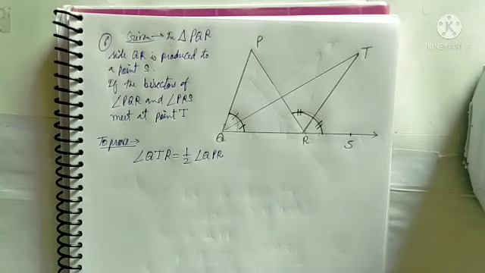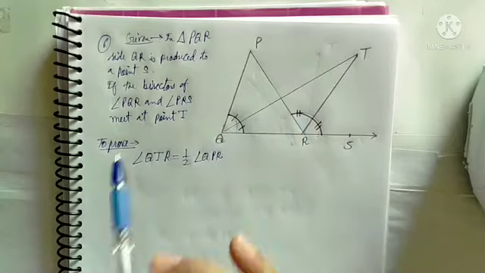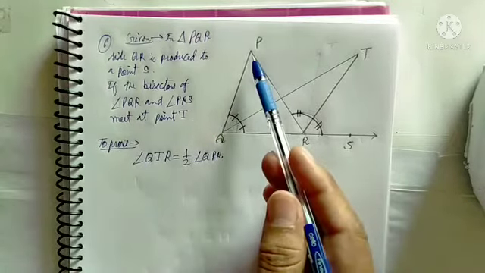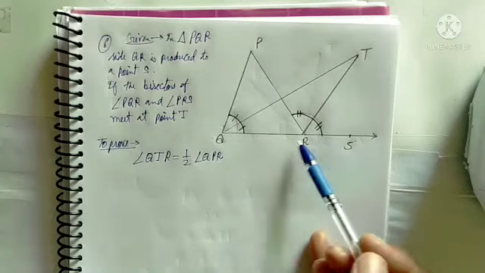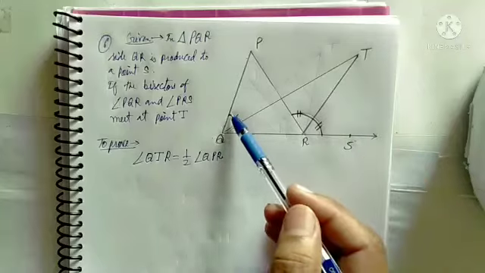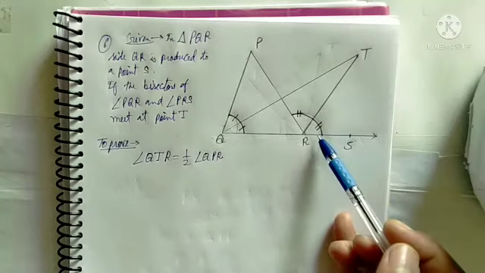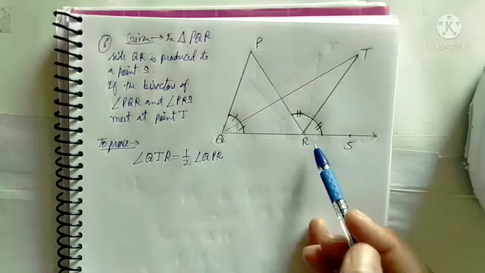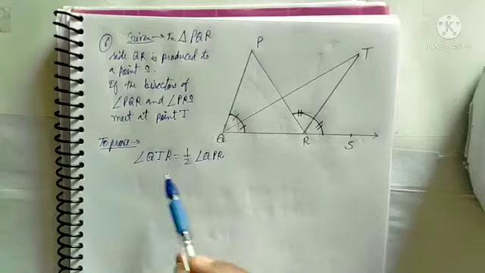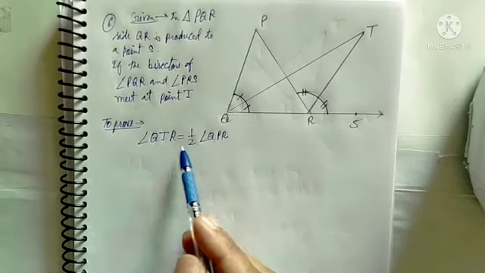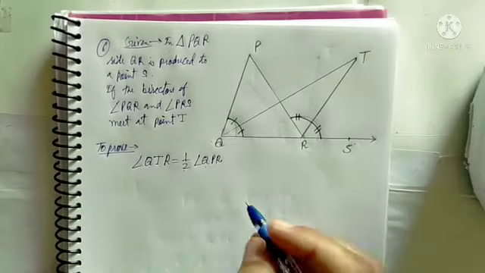Yes, the last question of this exercise, but not least. Here in this figure, all the information is given: triangle PQR and triangle TQR, where QT is bisecting angle Q and RT is bisecting angle R, and they join P and T. We have to prove angle QTR is equal to half of angle QPR. So students, to make it easy, I want to do one thing.